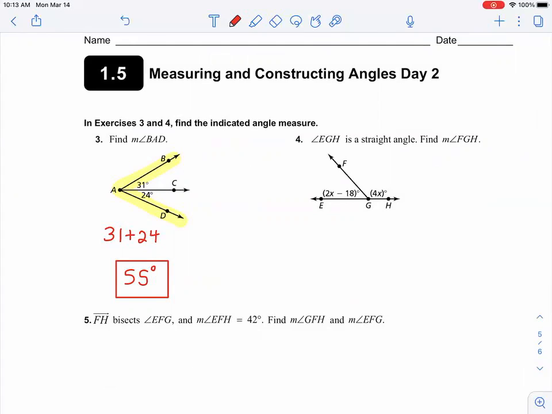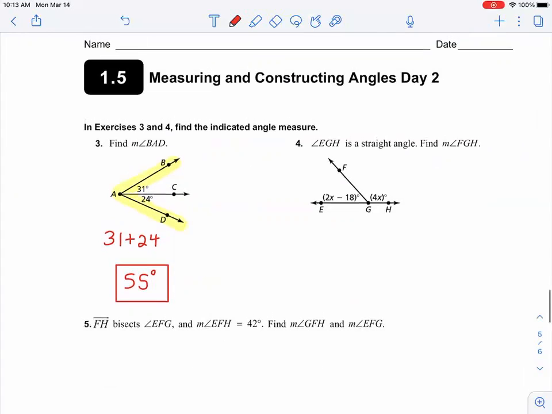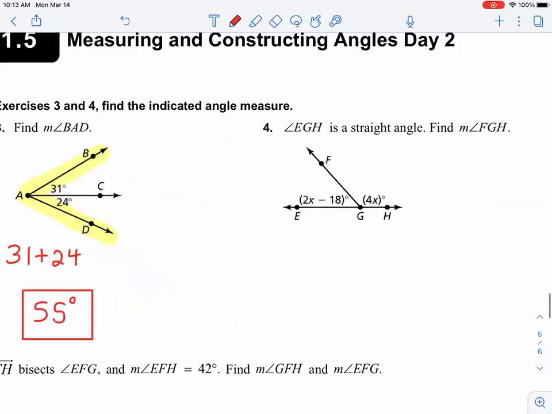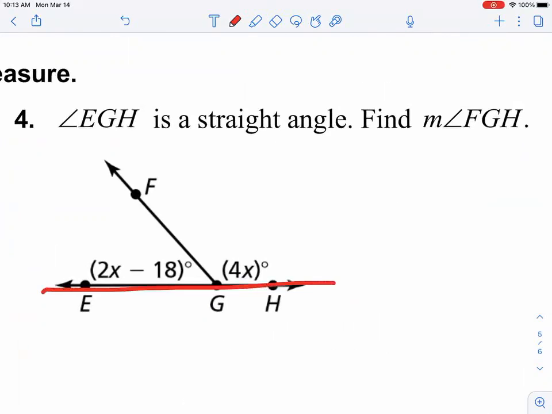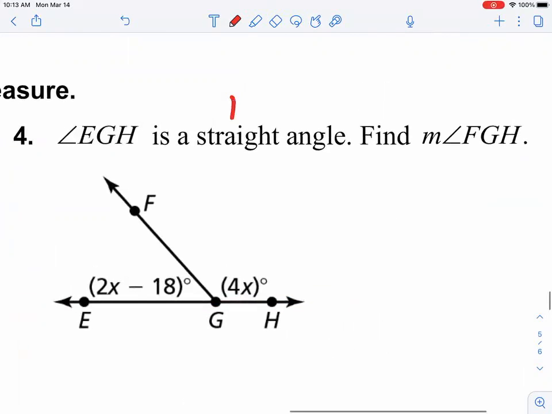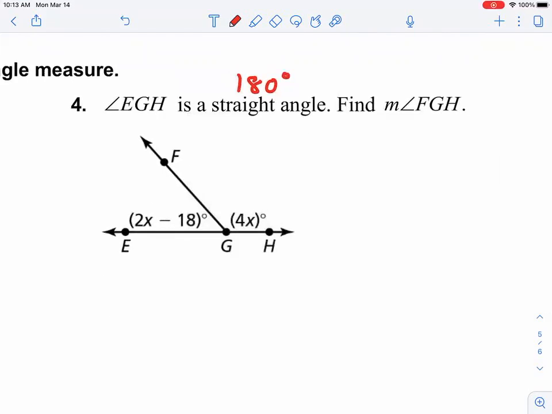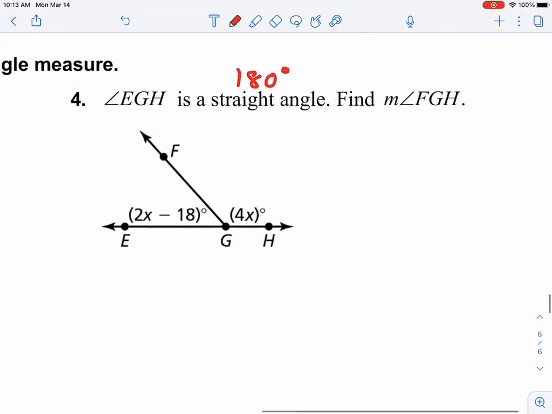Now that problem is easier than problem 4 because in problem 4 we have those x's in there. We have those variables. But we still could do that. We just have to think it through. If it says that EGH is a straight angle, it means it makes a straight line here. And remember, that means that they add up to 180 degrees. If it makes a straight line, they have to add up to be 180 degrees.